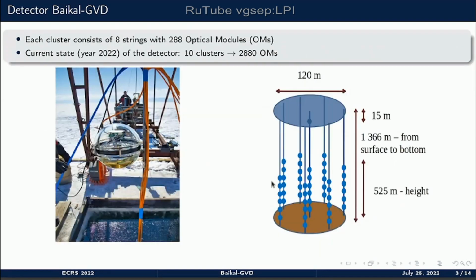The illustration of the cluster can be seen on the right. Each cluster is composed of 288 optical modules distributed over 8 strings. And so together for 10 clusters, we have 2,880 optical modules. And the photo of the optical module is on the left, attached to the string.